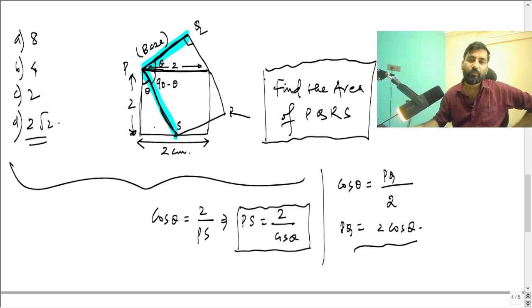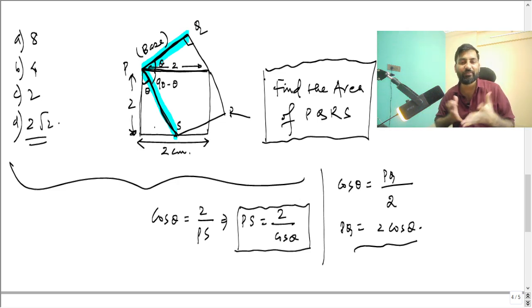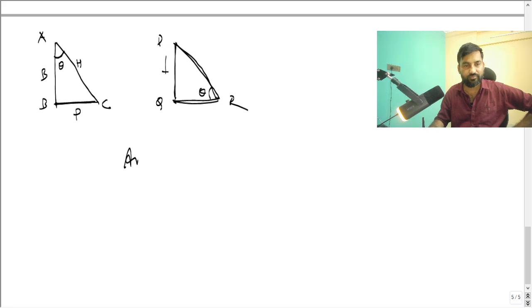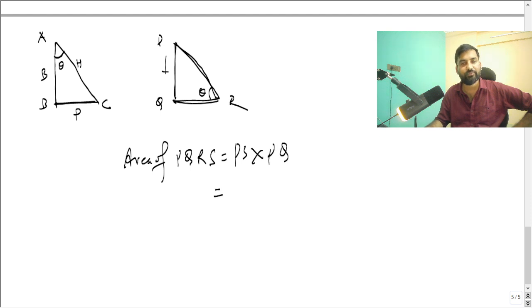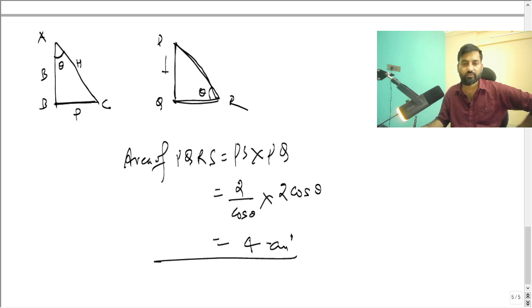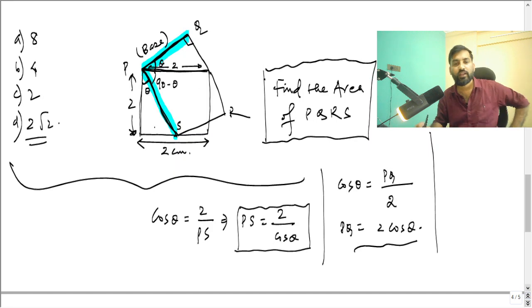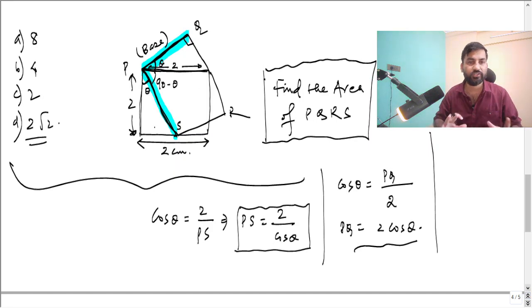ठीक है, तो अब आपको करना क्या है, now you have to find the area of the rectangle. So multiply. Area of PQRS is going to be PS into PQ. In the exam you don't have to do all these things. You just write 2 by cosine theta into 2 cosine theta, so it becomes 4 centimeter square. That is the answer for this question. So 4 has to be the correct answer. I hope this makes sense to all, right?